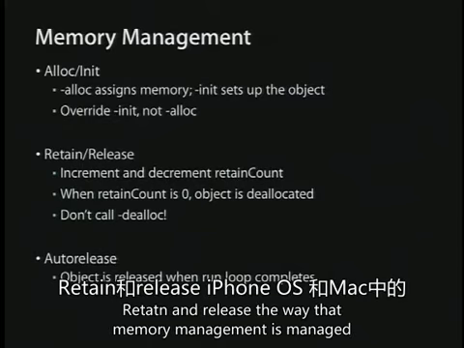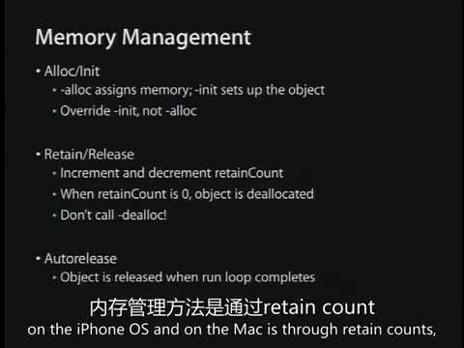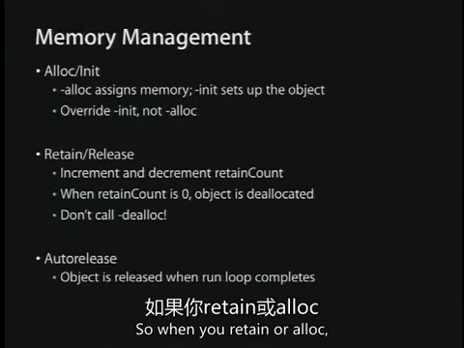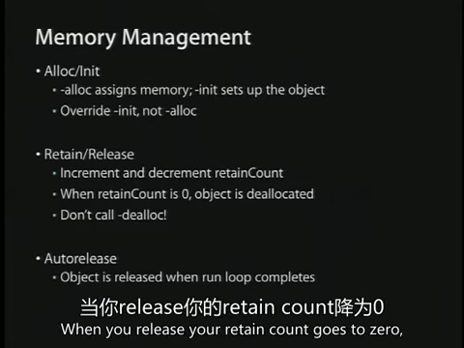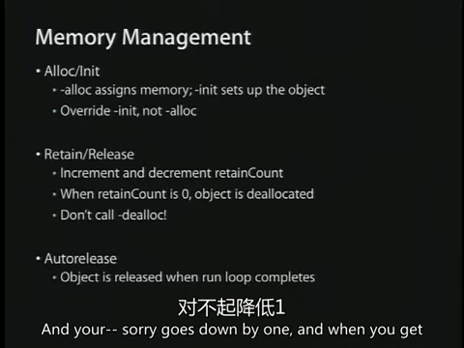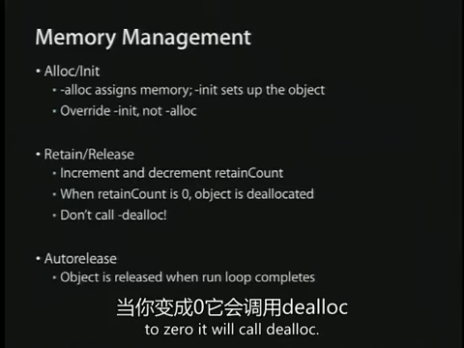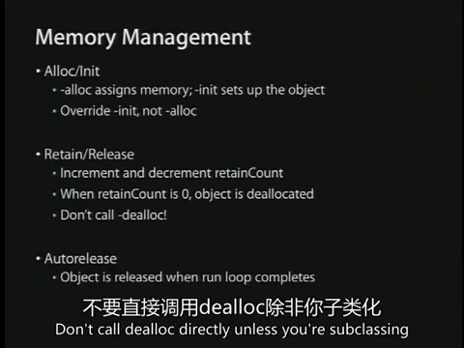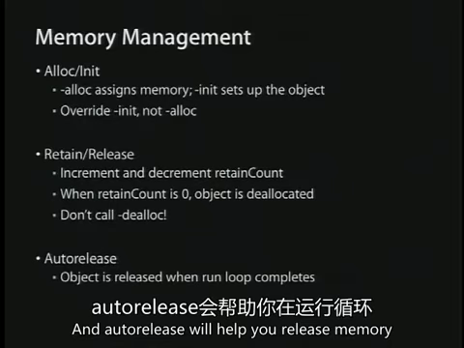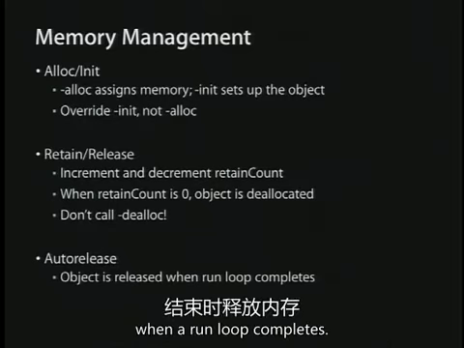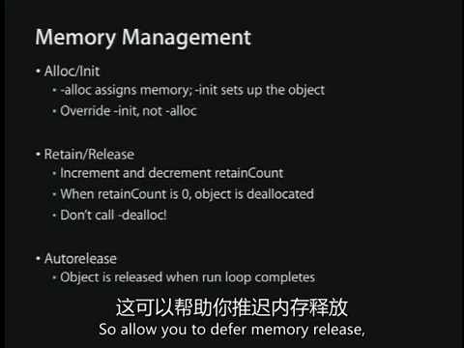Retain and release: the way that memory is managed on the iPhone OS and on the Mac is through retain counts. When you retain or alloc, your retain count goes up by 1. When you release, your retain count goes down by 1. And when you get to 0, it'll call dealloc. Don't call dealloc directly unless you're overriding dealloc to do your own memory releasing. And autorelease will help you release memory when a run loop completes, allowing you to defer memory release.